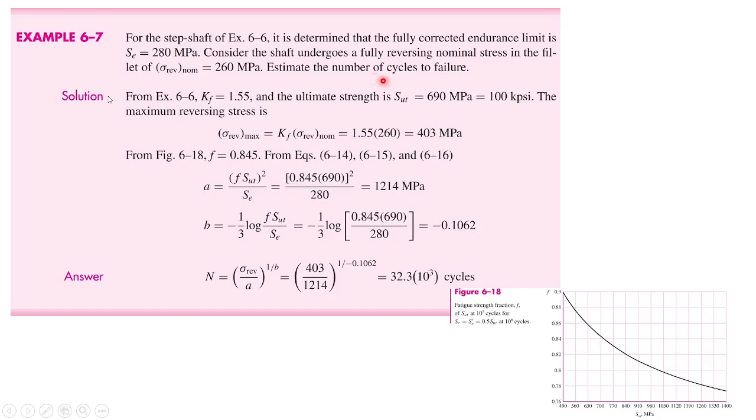We're asked to calculate the number of cycles to failure. And here we will use the equation of SF is equal to A multiplied by N, which is the number of cycles to failure, to the power B. The same equation that we have used in a previous lecture.